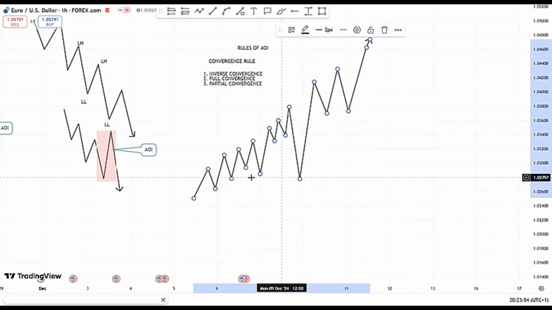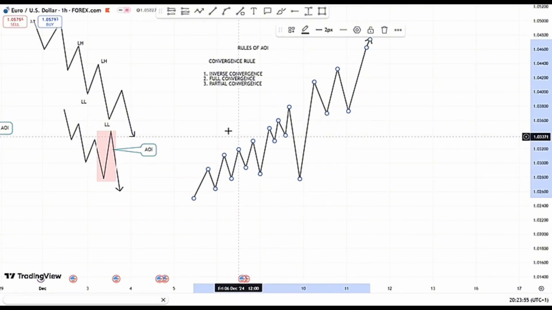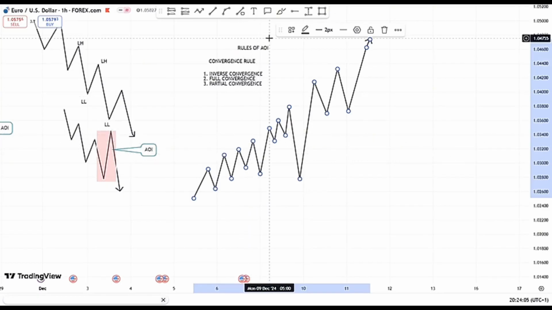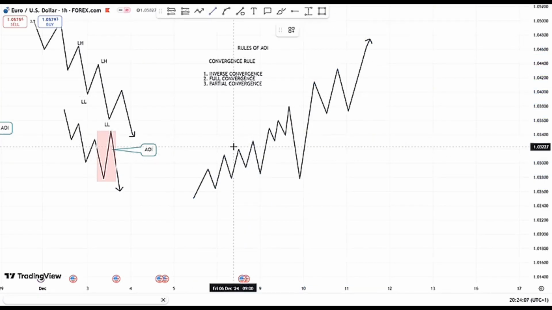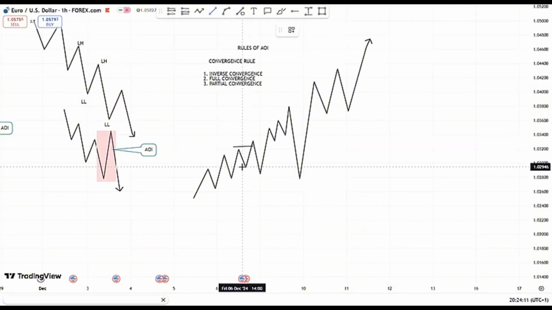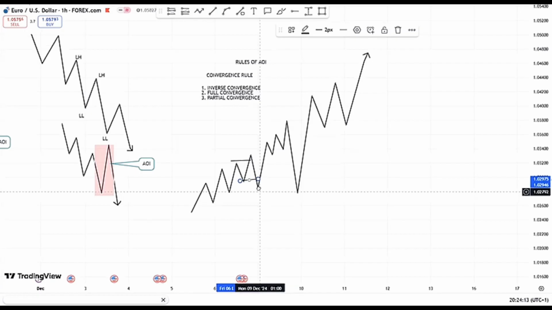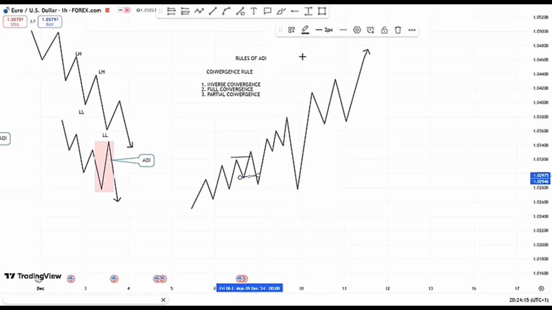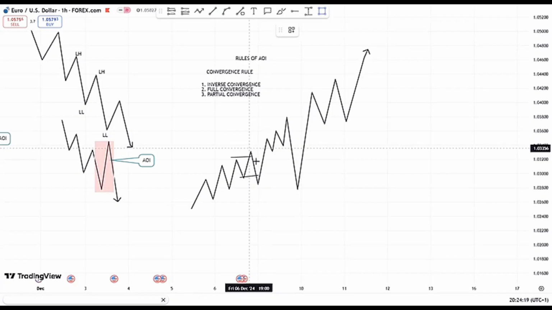So now I said inverse convergence is a situation whereby we have two AOI. We have the smaller AOI and we have the bigger AOI. Look at this guy here. This guy has that formation of the AOI. It cleared the high, it cleared the low, and it continued in the bullish direction.